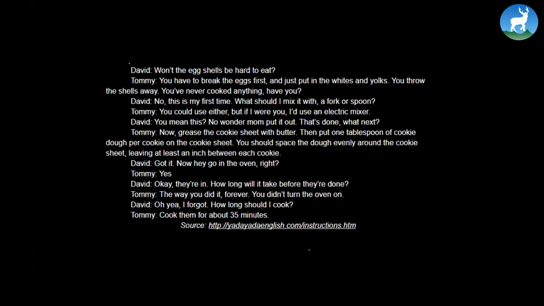Tommy: Okay, you should space the dough evenly around the cookie sheet, leaving at least an inch between each cookie. David: Got it. Now, hey, go in the oven, right? Tommy: Yes. David: Okay, they're in. How long will it take before they're done? Tommy: The way you did it, forever. You didn't turn the oven on.